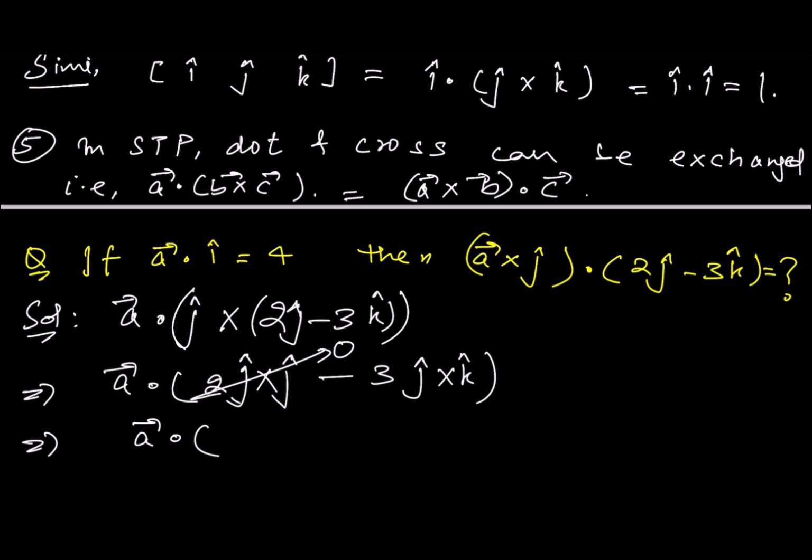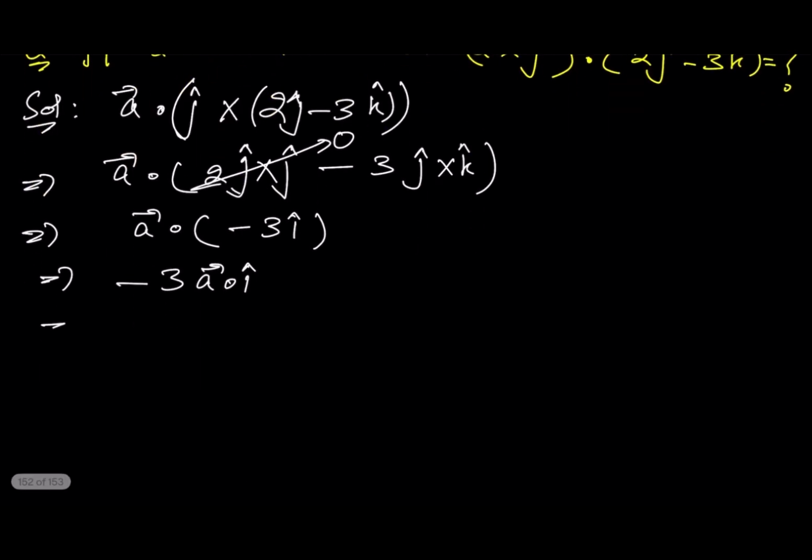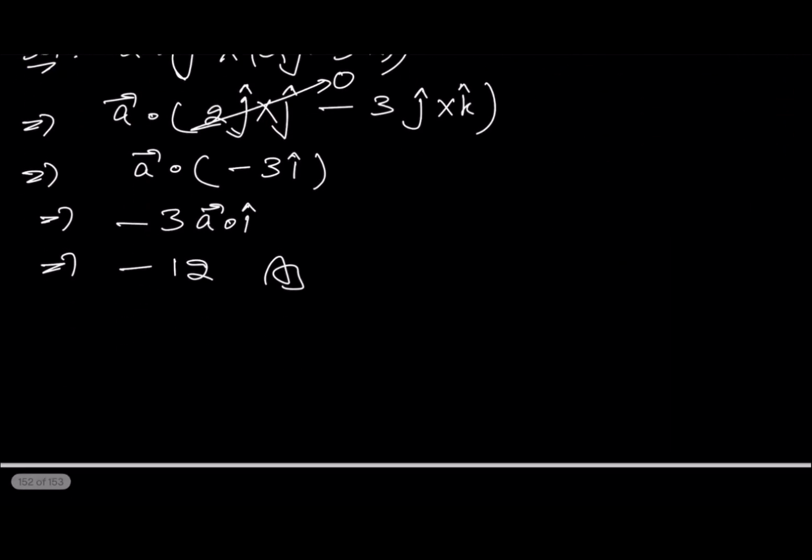So minus J cross K is I. So minus 3I. So this will be minus 3 A dot I, and A dot I is 4. So the answer is minus 12. Okay, now let's come to point number 6.